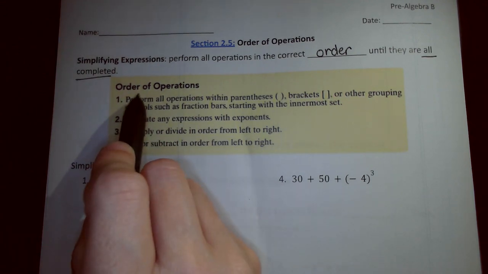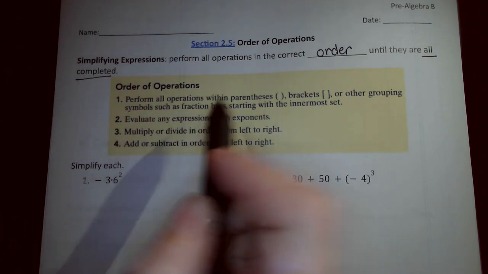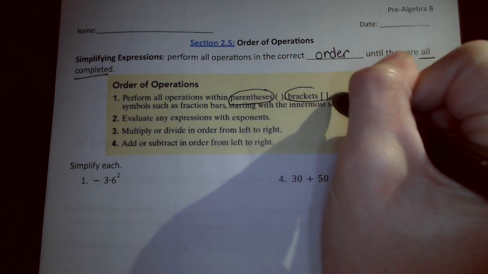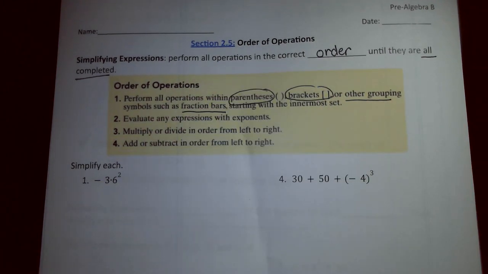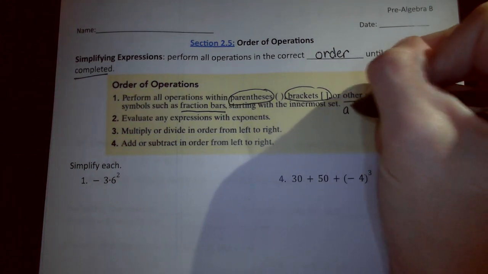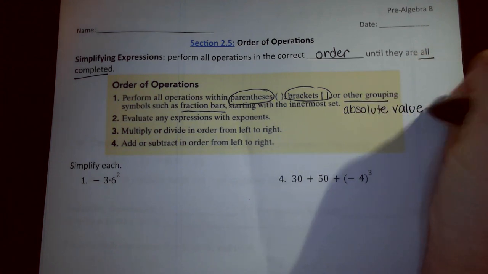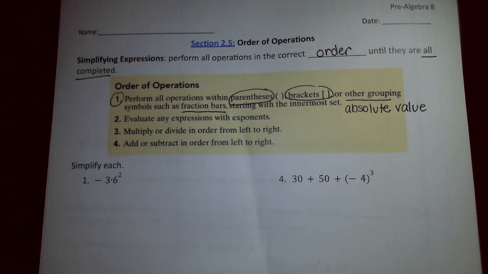So when we are following the order of operations, first we start by performing all operations within any parentheses, brackets, or other grouping symbols, such as fraction bars. And there's one more I want you to think about. Have we learned about any other grouping symbols? We have absolute value. That would count as a grouping symbol. So that's always going to be step number one in our order of operations.